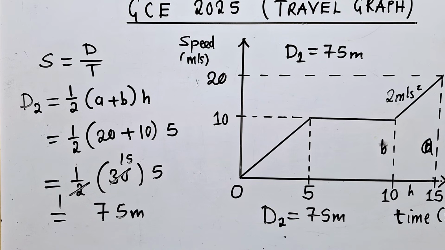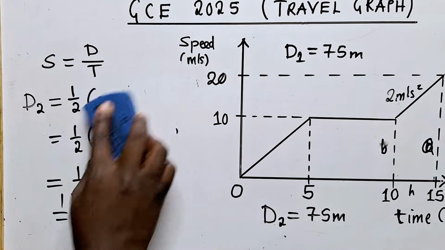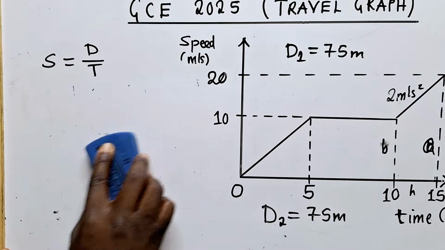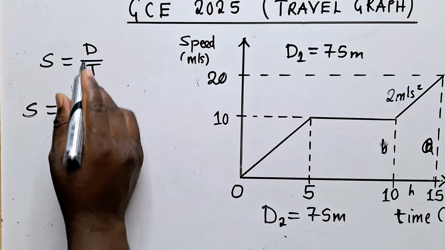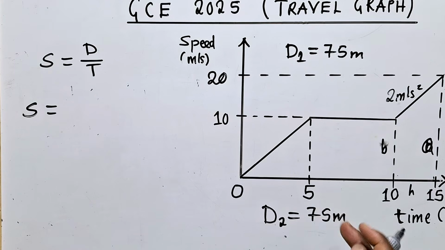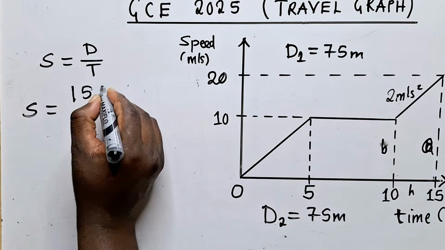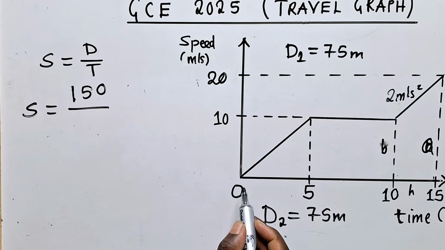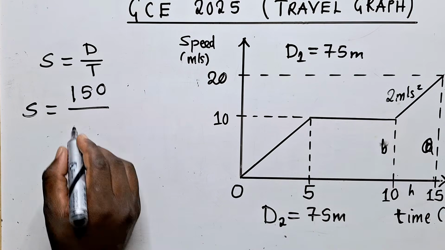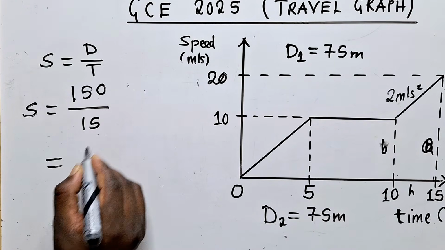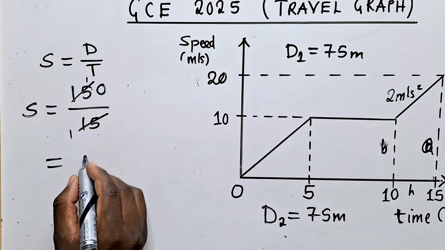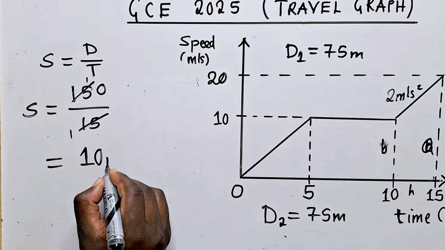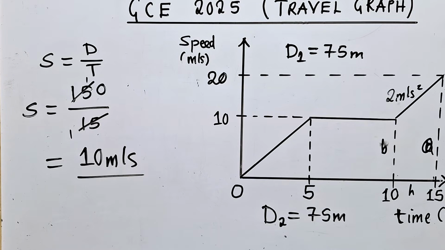That's our distance 2. We can now find speed by simply saying speed is equal to the distance. We are going to add distance 1 plus distance 2, which will give us 150, over the time from 0 to here, which is 15. And when we simplify 15 into 15, it's a 1, and into 150 there, it's a 10. And 0 here, we've got 10 meters per second as our speed.